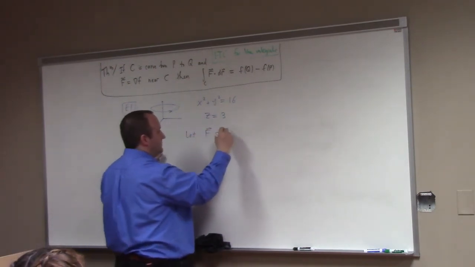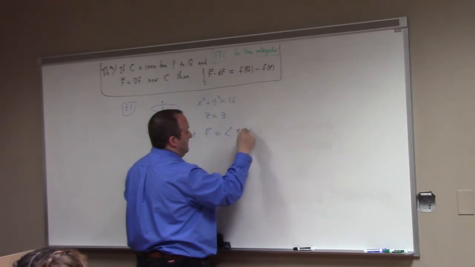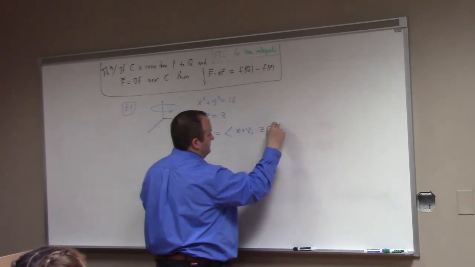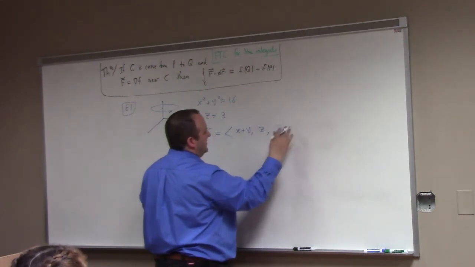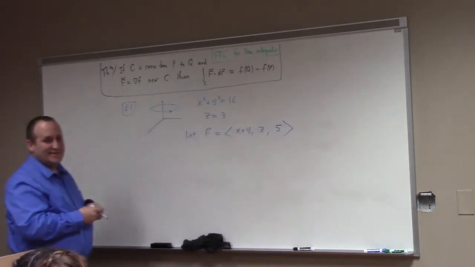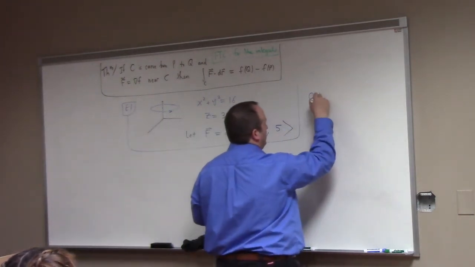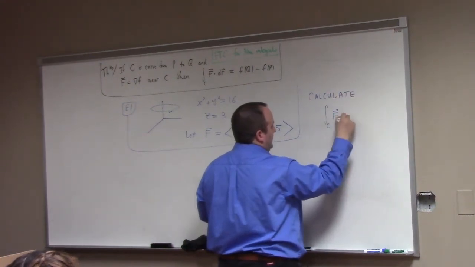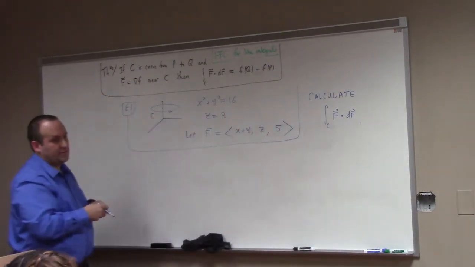And then I want to calculate, with f equal to x plus y, z, and, let's see, z squared. Oh, I'm going to regret that. 3? No, 7? No. Give me a number. 5. I'll take the 5. Okay, so given all this setup, I want to calculate the integral along the curve of f dot dr. So this is my curve, that circle in the z equals 3 plane.